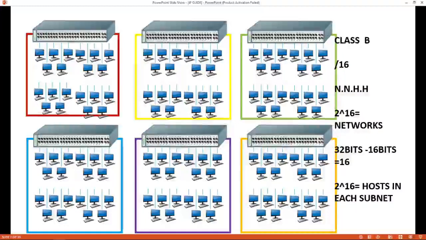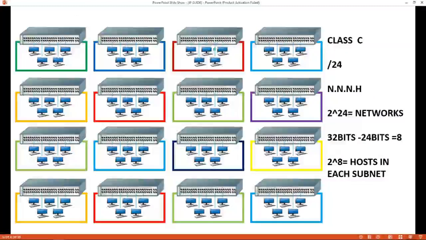Not only for one subnet, for each subnet you can have around 2 to the power 16 network devices. Here also 2 to the power 16 network devices, and here also 2 to the power 16 devices. Likewise, for the switches, since it's a class B, you can again have 2 to the power 16 switches, for example.